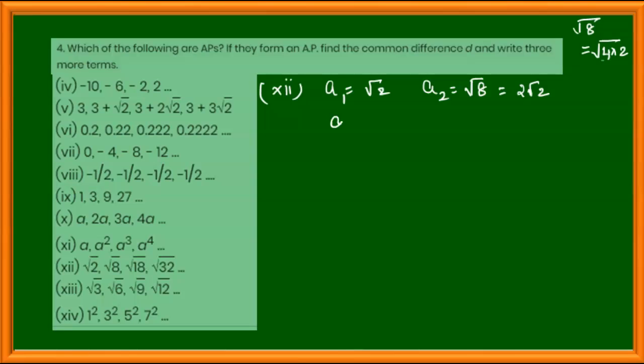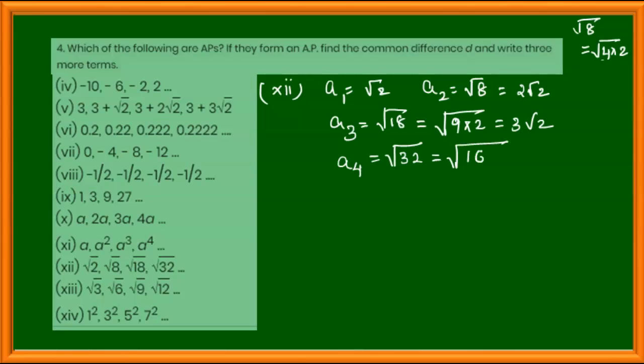So the same way here, A3 can be written as under root 18, which can be written as root 9 into 2. That becomes 3 root 2. Understood? The same way we can write A4, which is given here as under root 32. It can be written as under root 16 into 2. Under root 16 becomes 4, so 4 root 2.